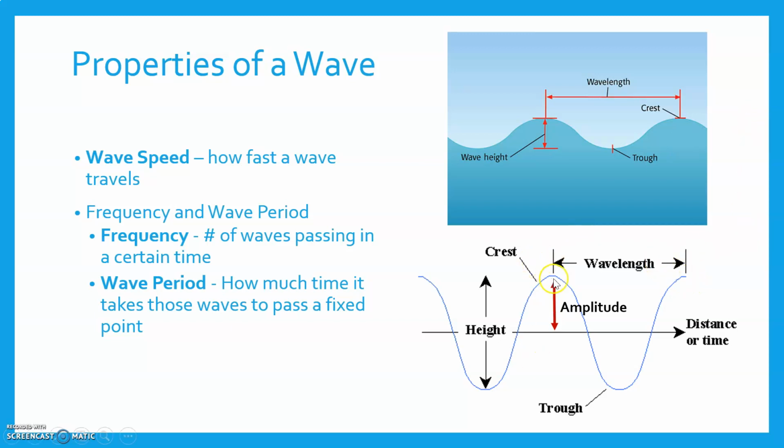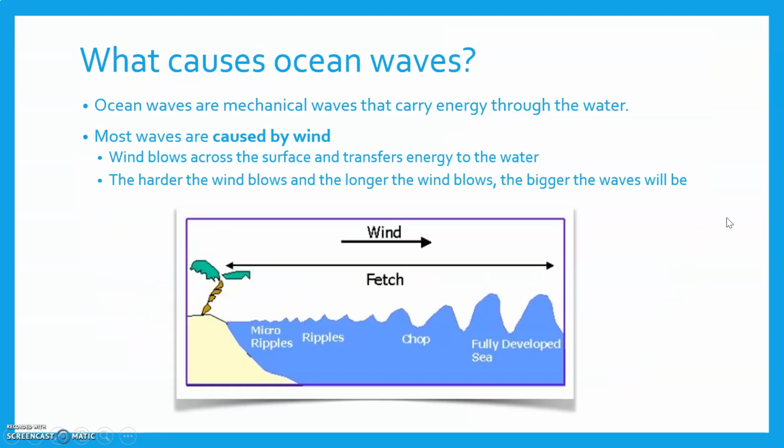So we have crest at the top, trough at the bottom. The distance between the crest and trough is the wave height, and from one crest to the next is the wave length. So what causes ocean waves?